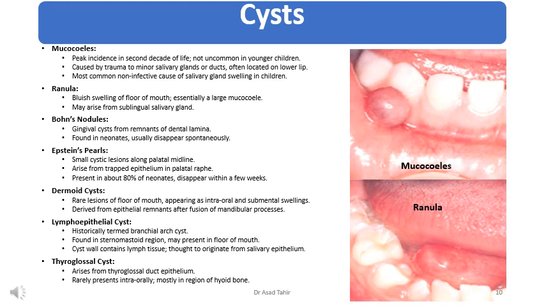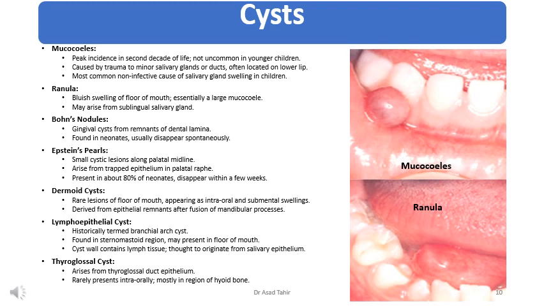Dermoid cysts: rare lesions of the floor of the mouth, appearing as intraoral and submental swellings. Derived from epithelial remnants at fusion of the mandibular processes. Lymphoepithelial cyst, historically termed branchial arch cyst. Found in the sternomastoid region, may present in the floor of the mouth. The cyst wall contains lymph tissue, thought to originate from salivary epithelium.